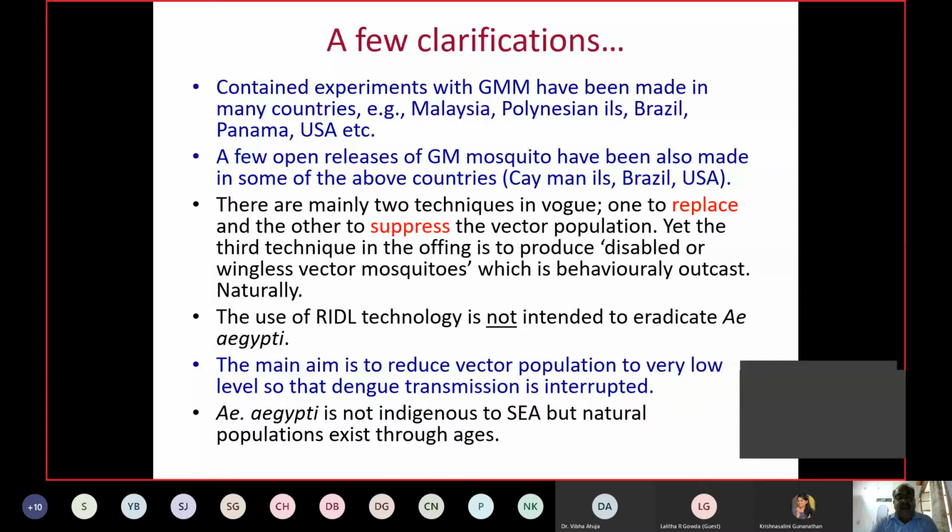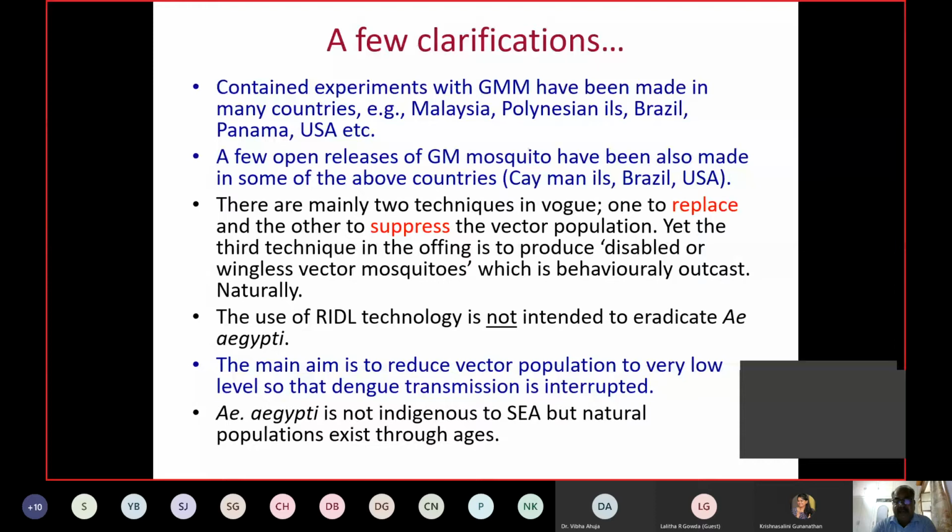There are mainly two techniques invoked: one to replace the population of the vector, another to suppress the vector population. A third technology is also being developed, which is to disable the vector by producing wingless mosquitoes in order to curtail their flights. The technology developed by Oxitec is not intended to completely annihilate the mosquito from the planet, but only to reduce its population to a very low level so that dengue transmission is interrupted.